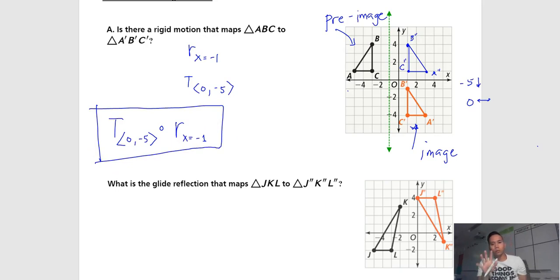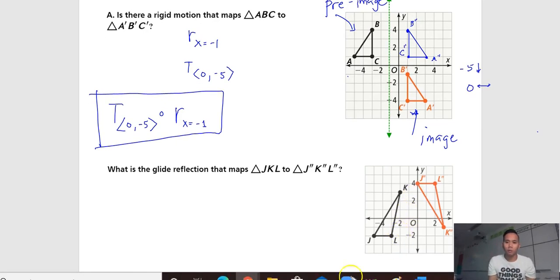So looking at our rule here, a composition of a reflection followed by a translation in a direction parallel to the line of reflection is a rigid motion. We call this one a glide reflection. Okay, so we reflect that and then we translate it. The translation is again parallel to the line of reflection. All right, next problem here.